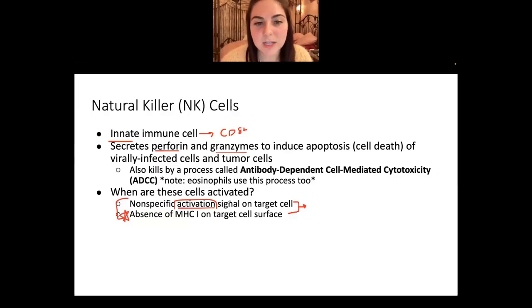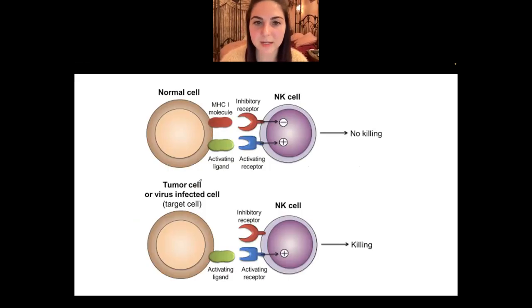A lot of the times these activation signals are stress signals, the cell's last way to try to say, hey, something's going on in here, and they'll upregulate certain things on the surface. Another thing they do is called antibody dependent cell mediated cytotoxicity. That is a mouthful, but it tells you exactly what the process is. So ADCC, basically there's an antibody involved. An antibody is going to bind to a certain cell, and then it's going to trigger cytotoxicity, so destruction of that cell. Eosinophils also use ADCC, and I'll show you what that is in a few slides.